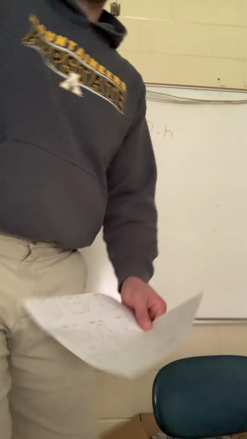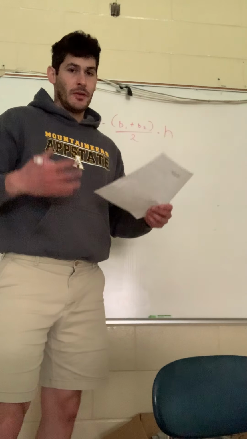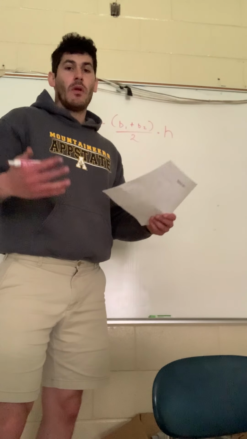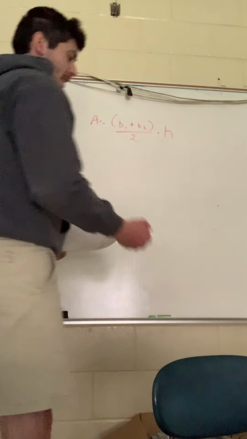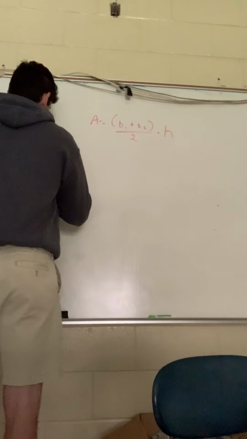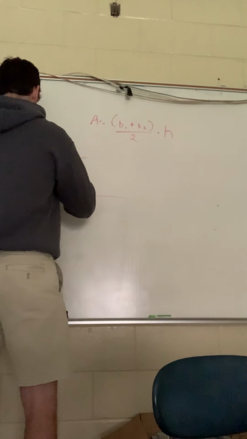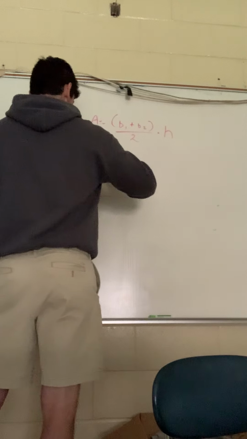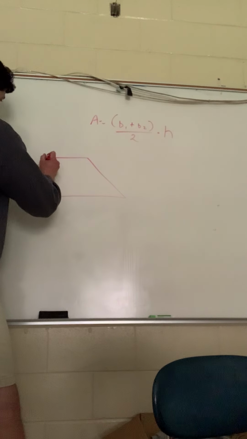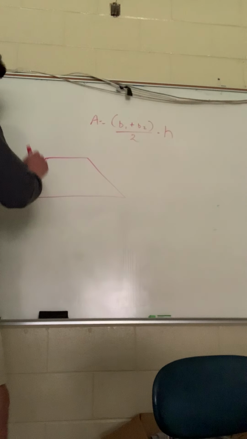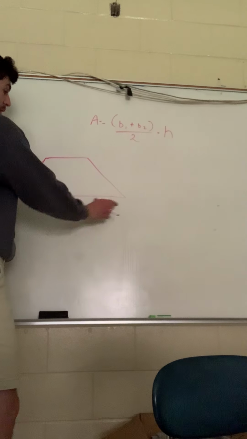Okay, so now we're going to talk about the trapezoid. A trapezoid is another shape that, just like a square or a rectangle, has four sides. And it usually looks like this. All right, so again, we've got four sides, and two of those sides are parallel to each other.